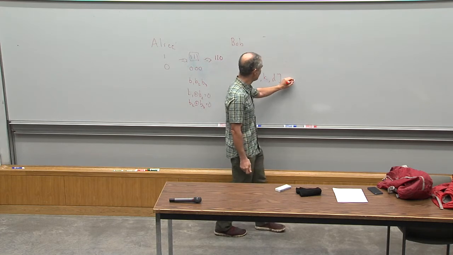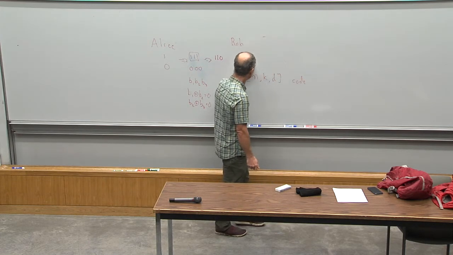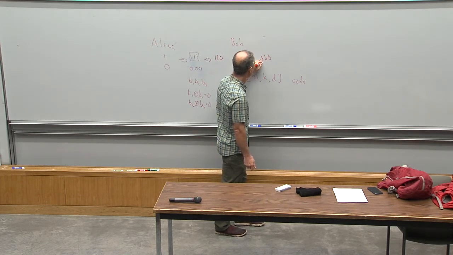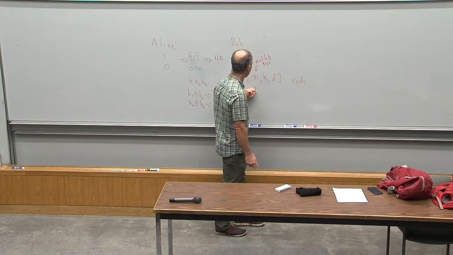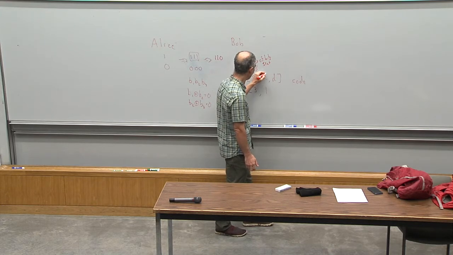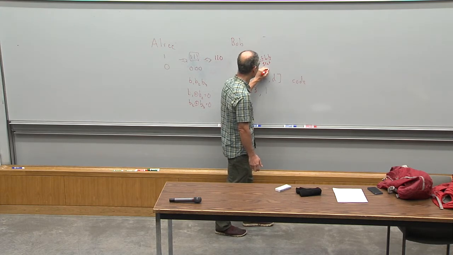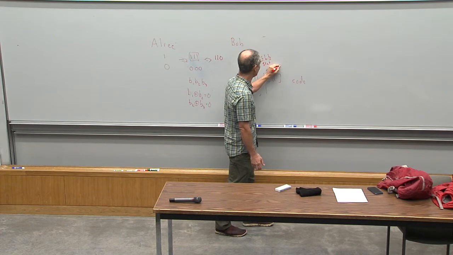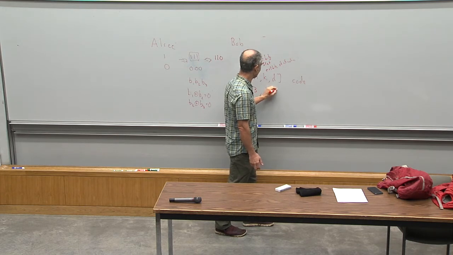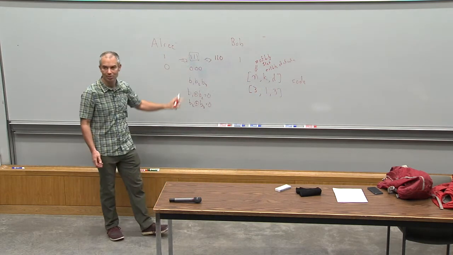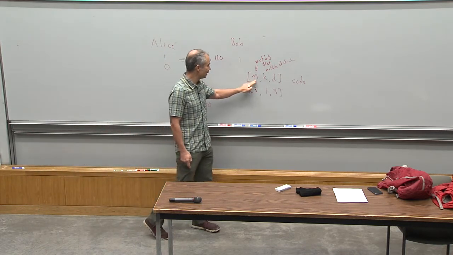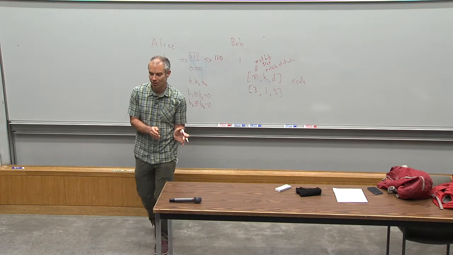Sometimes you talk about an [n, k, d] code, where n is the number of bits sent. In this case, it's 3 bits that are sent over the channel. k is the number of actual bits of information, which is just 1. Alice is only sending 1 bit of information across the channel. And d is, in this case, 3. It's how many errors it takes to completely confuse one code word with another, how far apart the code words are. So there's a difference between n and k, the number of bits used versus the number of bits of information.